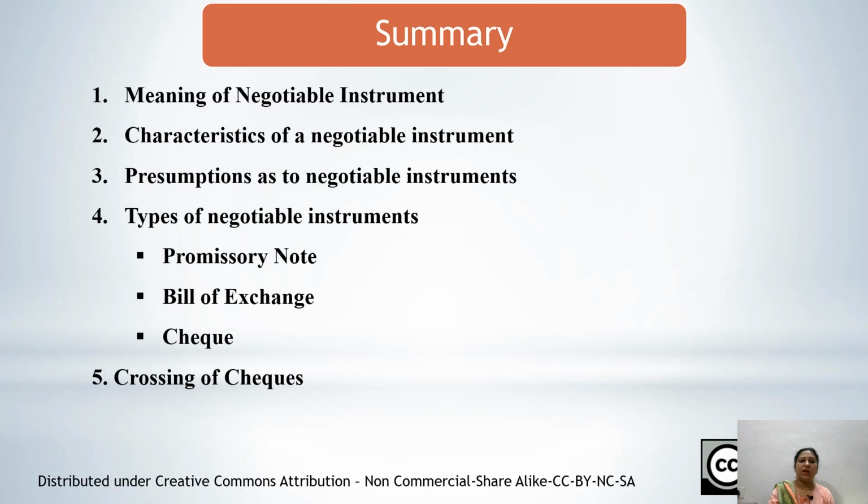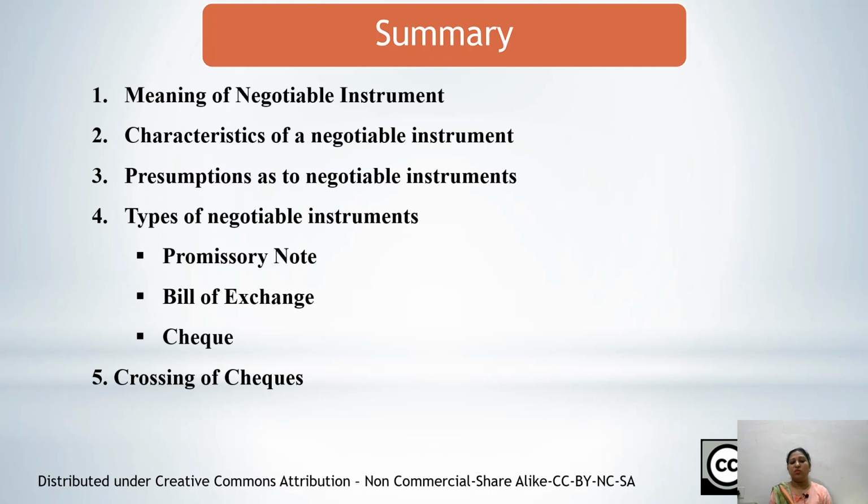So this is all we have read about negotiable instruments, part 1. So in summary, let's see what we have read in this lecture. Firstly, we have discussed the meaning of the negotiable instrument, which says that a few features, a few characteristics, are present in any instrument that make it negotiable. Then we have read about the characteristics and presumptions of negotiable instruments. Then we have discussed the types of negotiable instruments, in which we have studied the promissory note, bill of exchange and check.